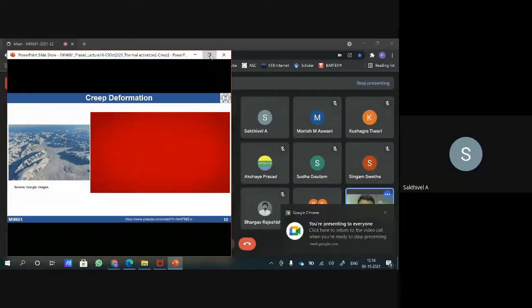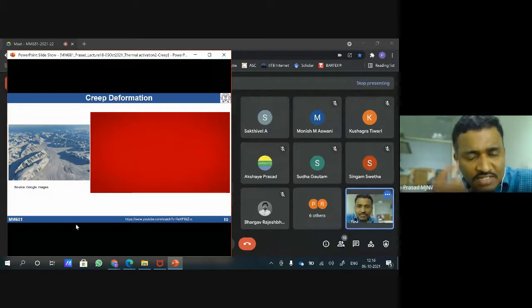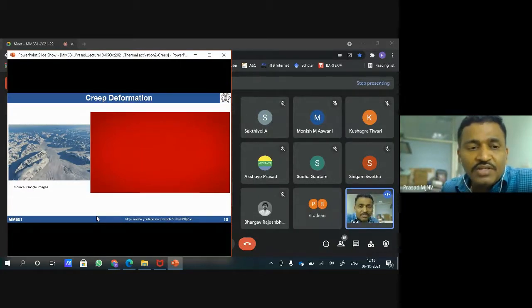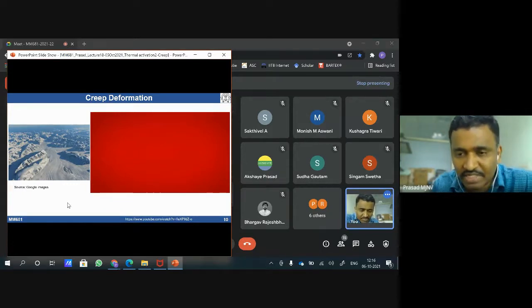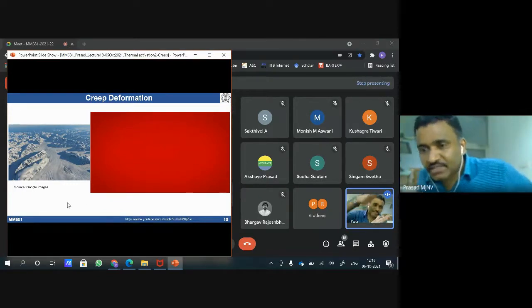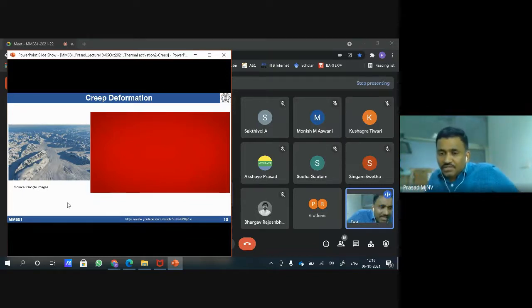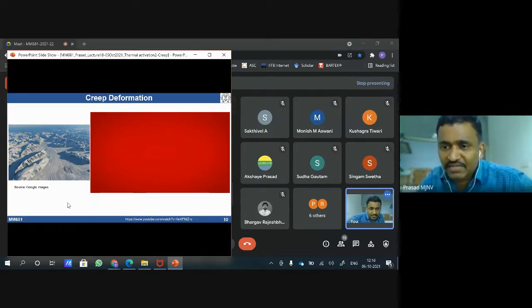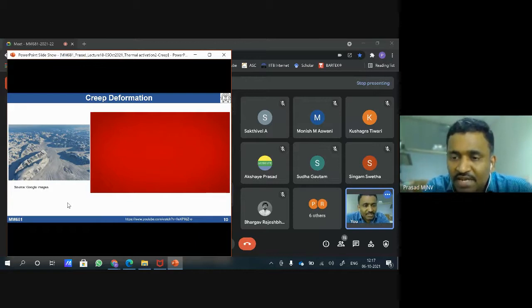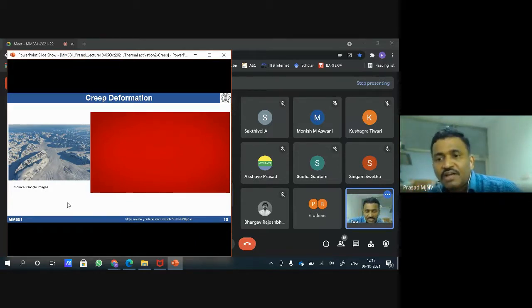I think at this slide my connection got lost. It's basically here, glaciers. They have piled up ice, so the ice undergoes a significant amount of plastic deformation due to its weight and pressure. Because of that, the glaciers usually move. There will be deformation, and the glaciers are going to move slowly.